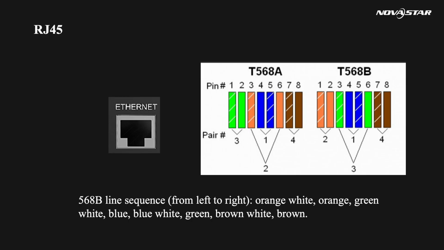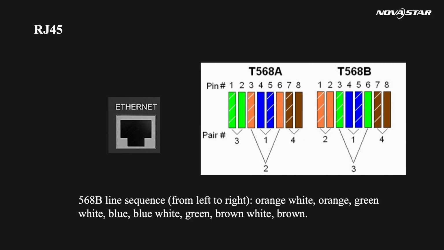T568A and T568B are two different standardized ways of ordering the individual wirings inside of the Ethernet cable. The A type is designed for backward compatibility with the older telephone wires, and the B type is designed for better signal isolation and noise protection for newer networking system products. So you need to choose the B type line sequence for controlling the PC.